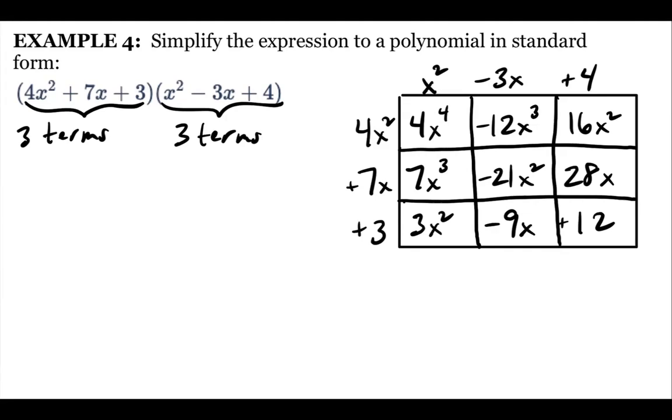Combine like terms. This one, we're going to have more like terms to combine because it was a bigger multiplication problem. So combine all the x cubed, combine all the x squareds, and then the last thing I'm going to do is combine the x's by themselves.